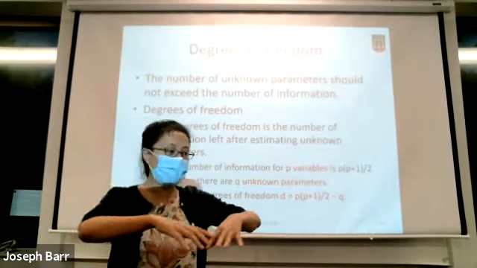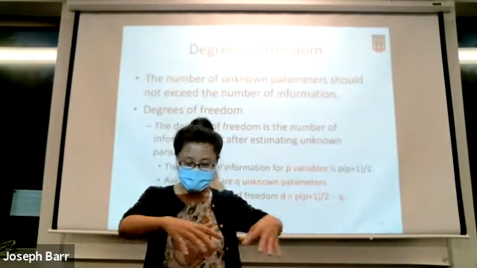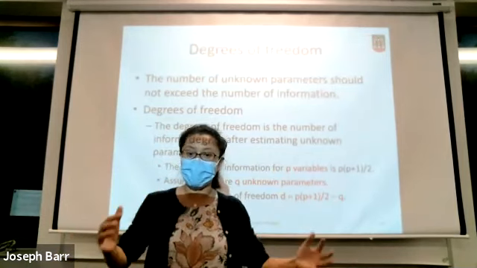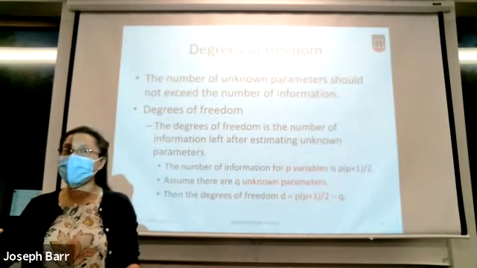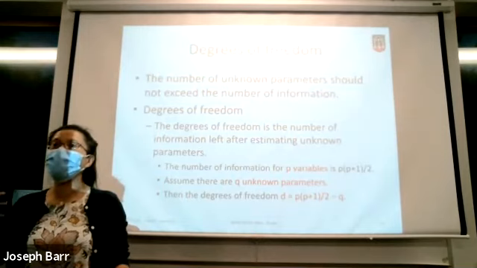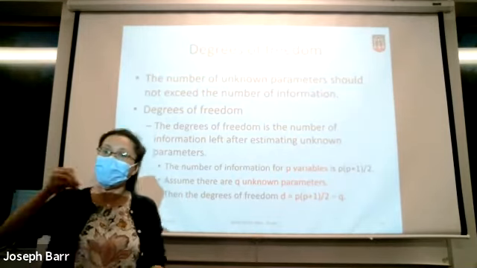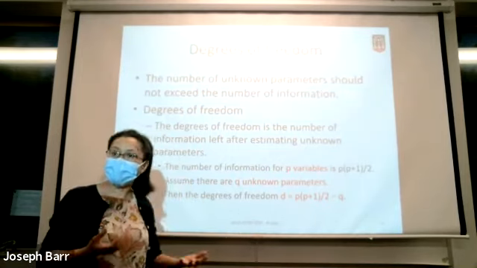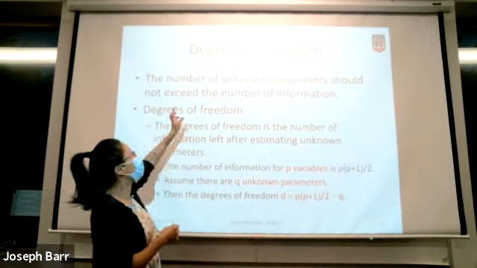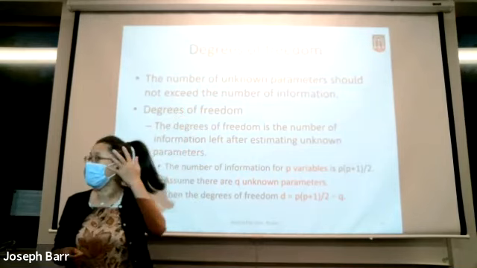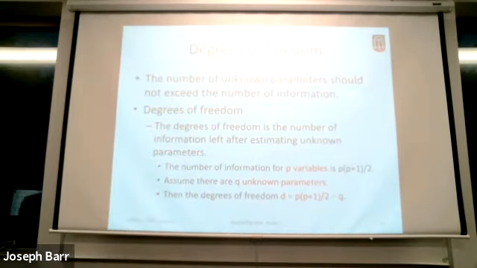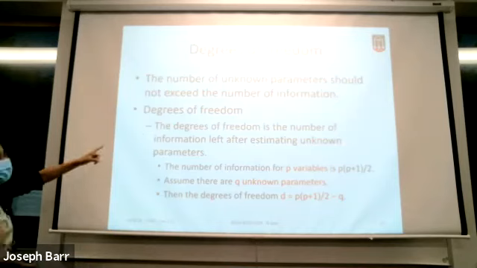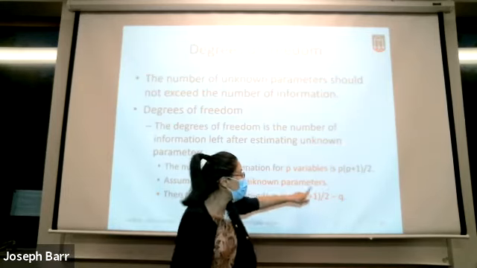So suppose you have 10 pieces of information here. You're trying to estimate, for example, 4 parameters. So you use 4 pieces of information, and you still have 6 pieces of information left. That's called the degrees of freedom. You can think about it that way, okay? So the degrees of freedom is calculated by using this formula.